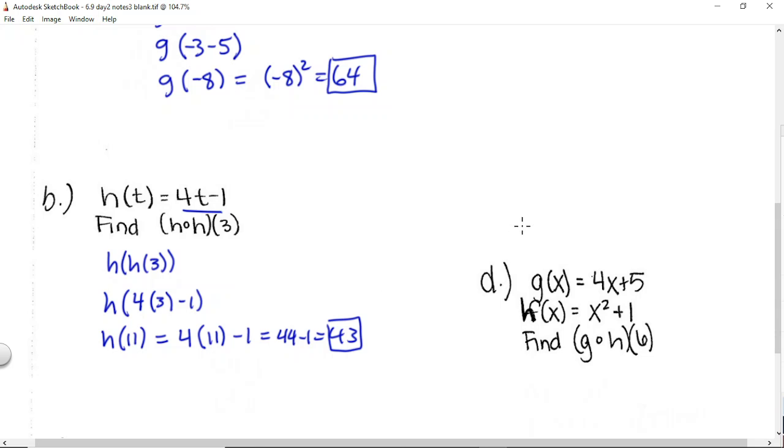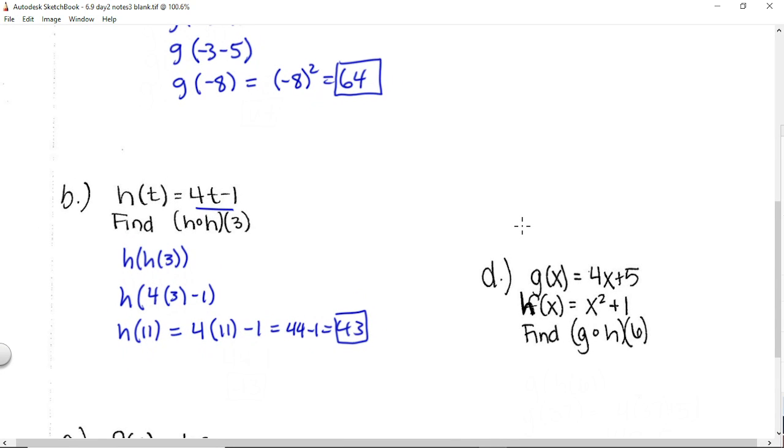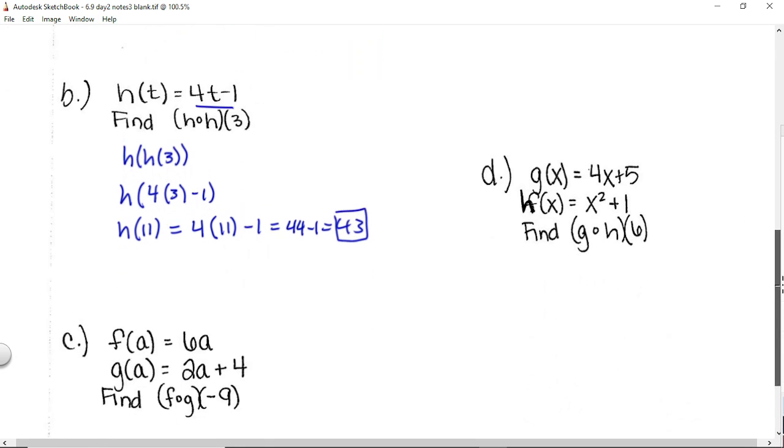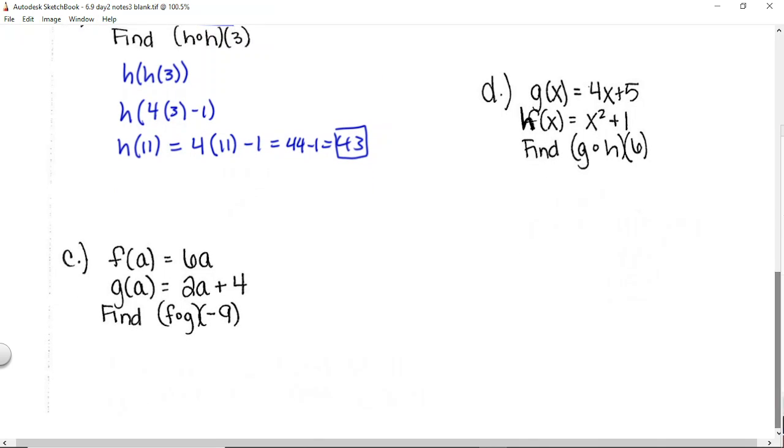Okay, let's move on to the next one. C. We have two functions again this time, f of a and g of a. And we want to find f of g of negative 9. I think I'm going to write this one off to the side so I have a little bit more room. F of g of negative 9.